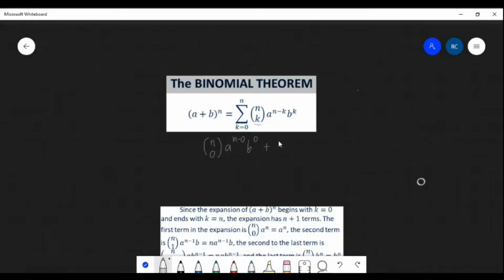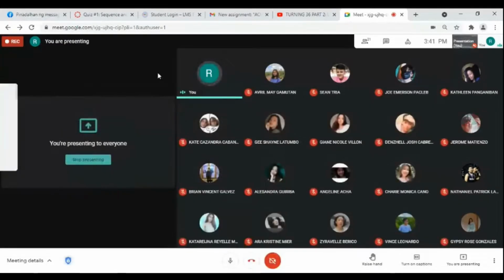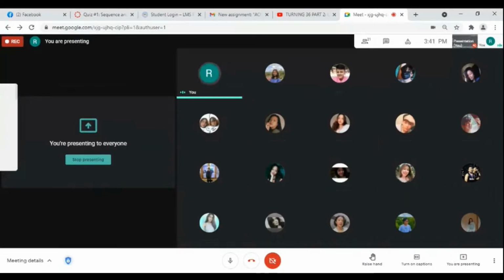That's the first term. Second term, n combined 1, then a raised to n minus 1, b raised to 1. Next, n combined 2 times a raised to n minus 2, plus, since we don't know the last term, let's just put three dots. Then plus n combine n times a raised to n minus n times b raised to n. Okay? That will be our reading. Maybe someone is coming in. Wait a moment. Is anyone coming in? None. Okay. Back here.